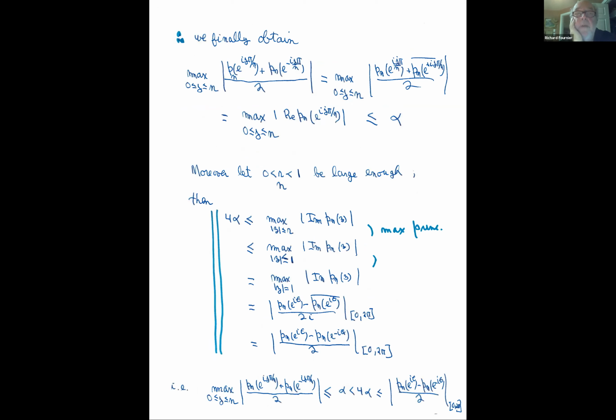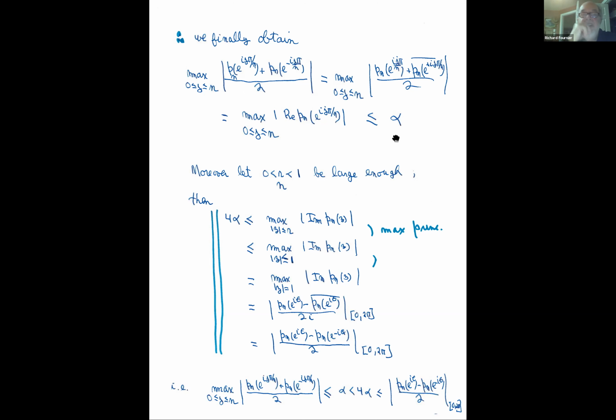Okay, so what we get at the end is what? We look at the maximum for j between 0 and n of Pn at the roots of unity there, right? Over 2. So because the polynomial Pn has real coefficients, this is the conjugate there. So what is that? This is the maximum of the real part. And this, the thinness, you see how large the rectangle was. This can be at most alpha. For the real part, we have almost between minus alpha and alpha.